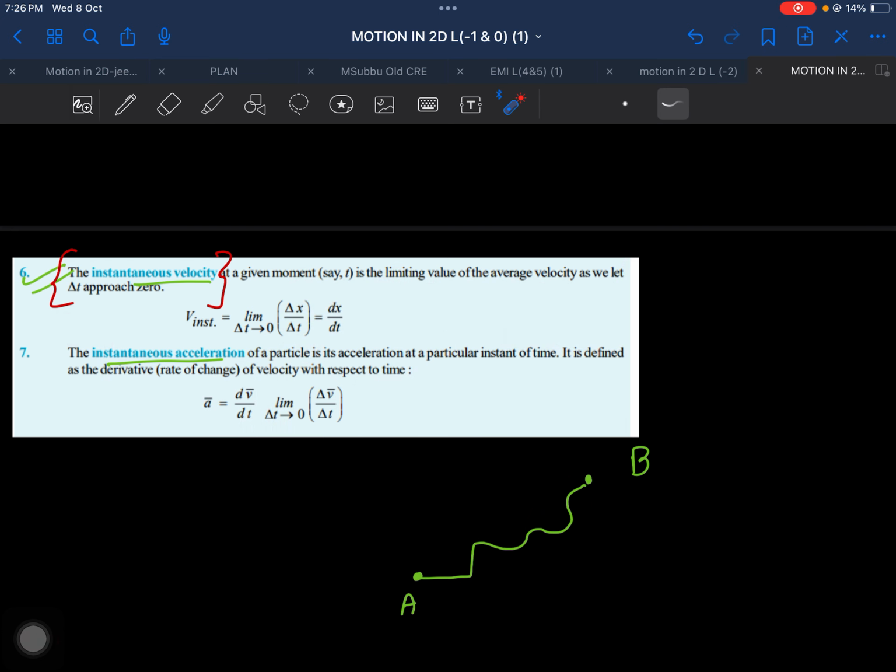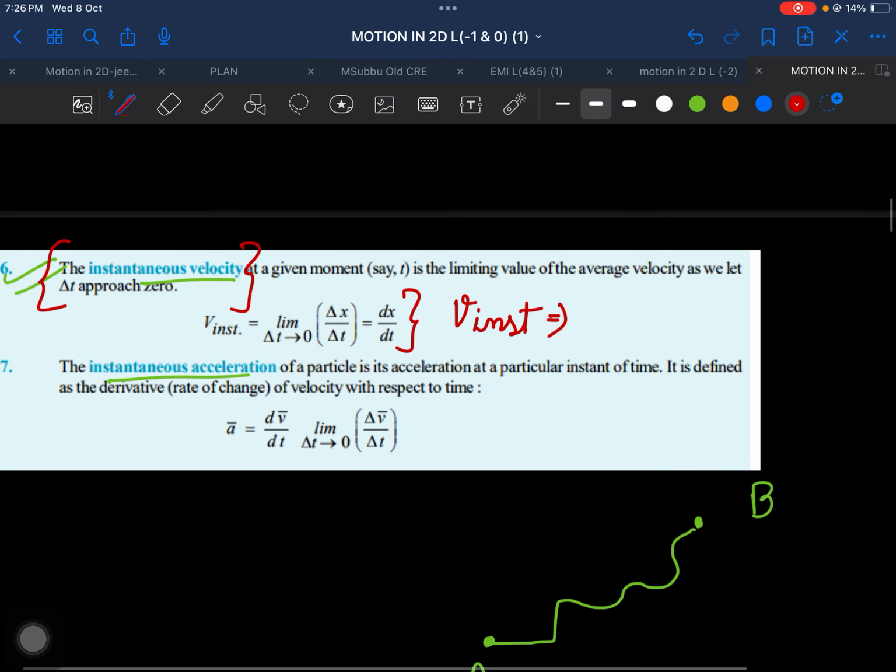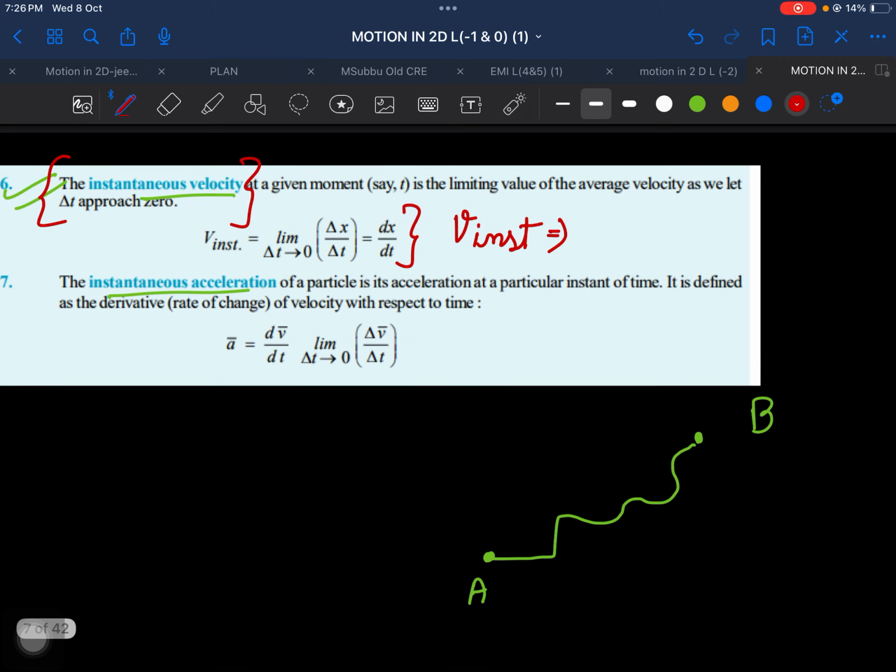So now let me conclude this. The formula of instantaneous velocity will come from here. This is your average velocity. When this delta t tends to 0, it will become your instantaneous velocity, and this delta x by delta t, x for displacement, approaches dx by dt. And d by dt of x means you have to differentiate your x.